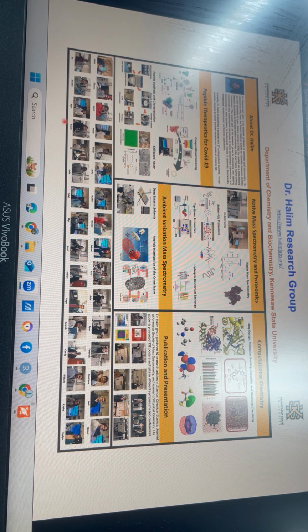So I started doing peptide therapeutics. I'm also doing native mass spectrometry, proteomics, lipidomics, metabolomics, and also some ambient ionization techniques, and of course I'm also doing a lot of computational study. But now I do not do a lot of computational chemistry here, as I founded a research center in Bangladesh, so mostly they are doing it.